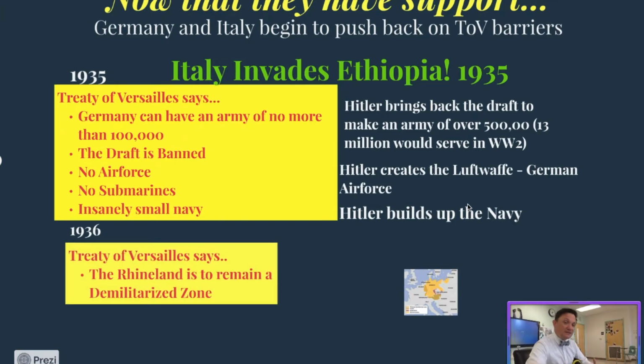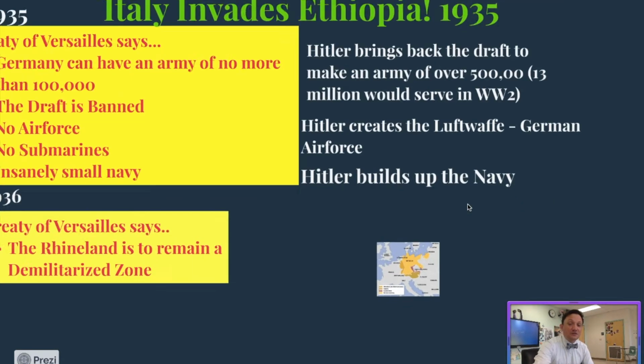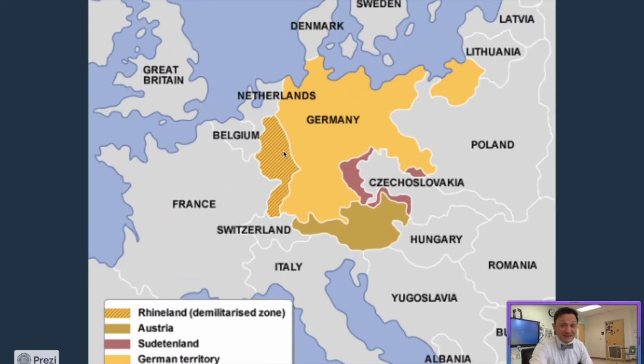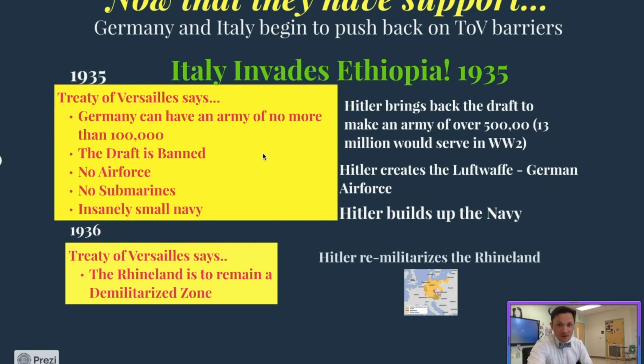And in 1936, the Treaty of Versailles says the Rhineland is to remain a demilitarized zone. To give you a reminder, this is the Rhineland. This is the border between France and Germany. And this area was to remain free of German military movement, especially in this area known as the Ardennes Forest, all right? Hitler remilitarizes the Rhineland. He puts an army in the Ardennes Forest.